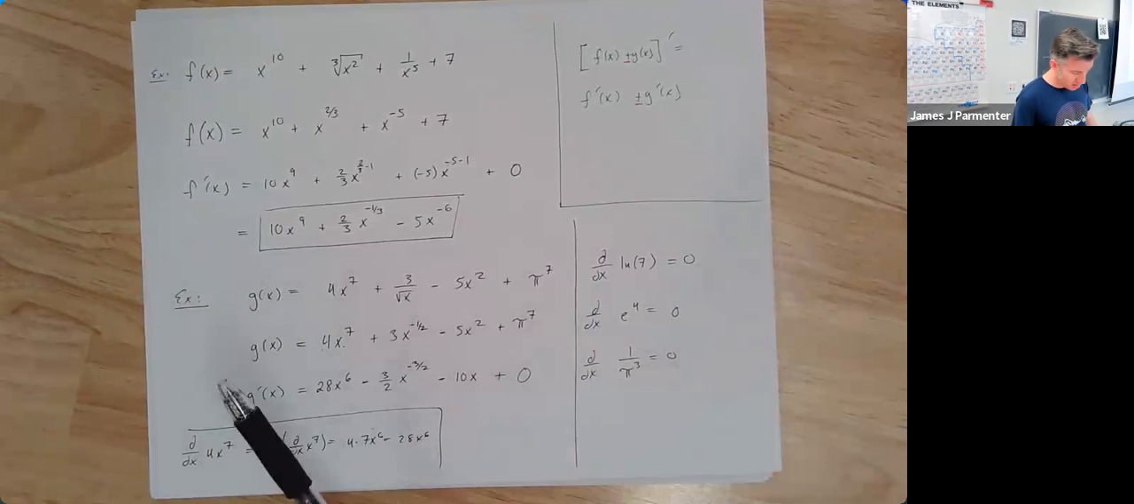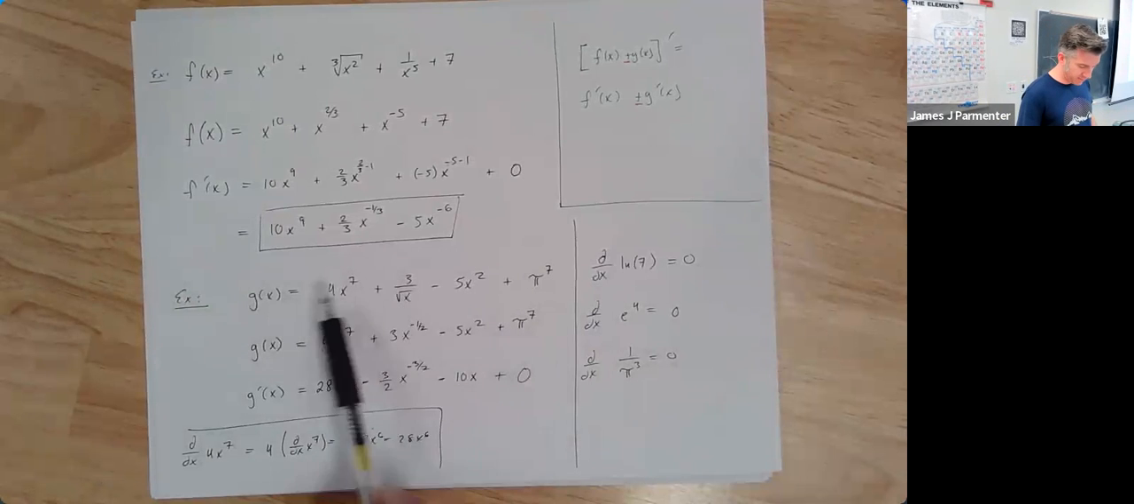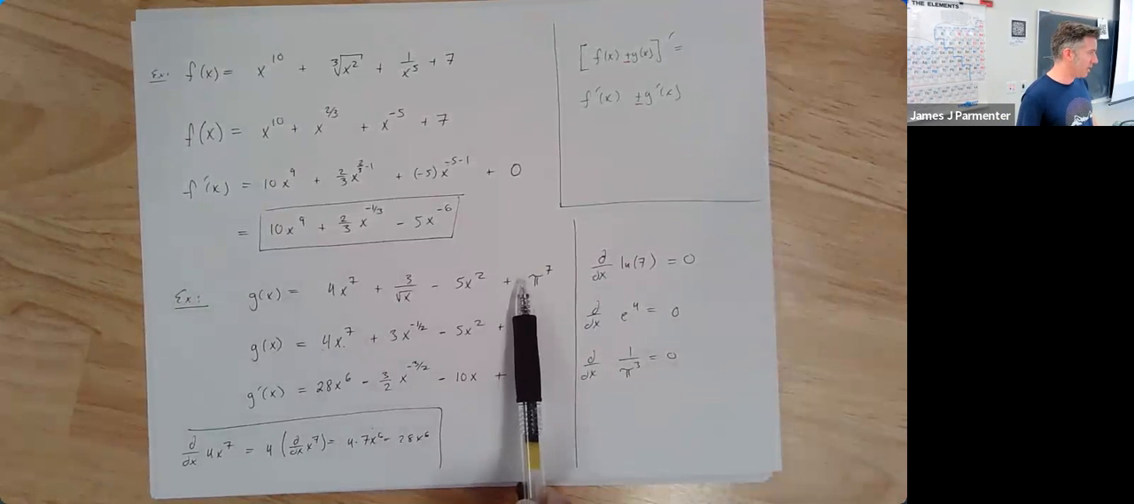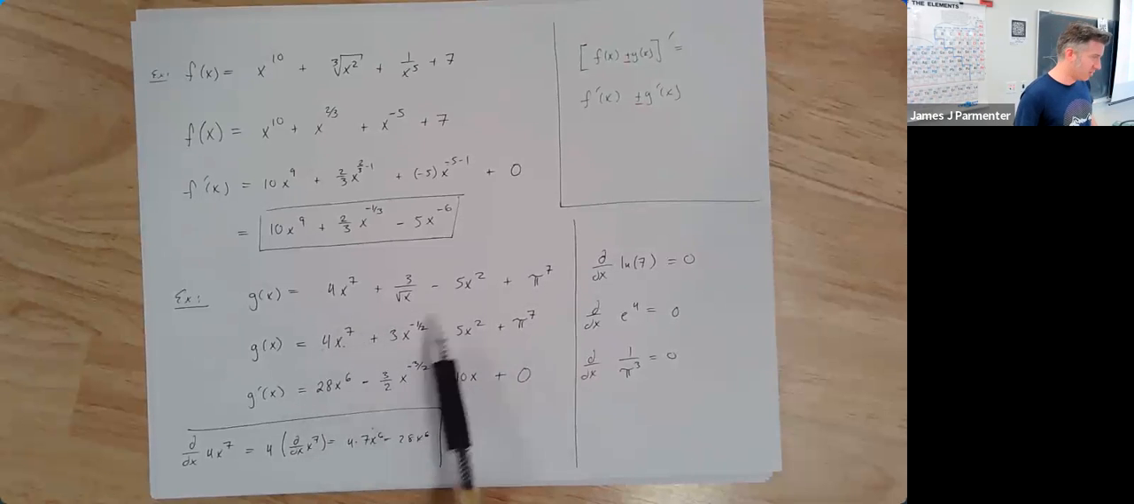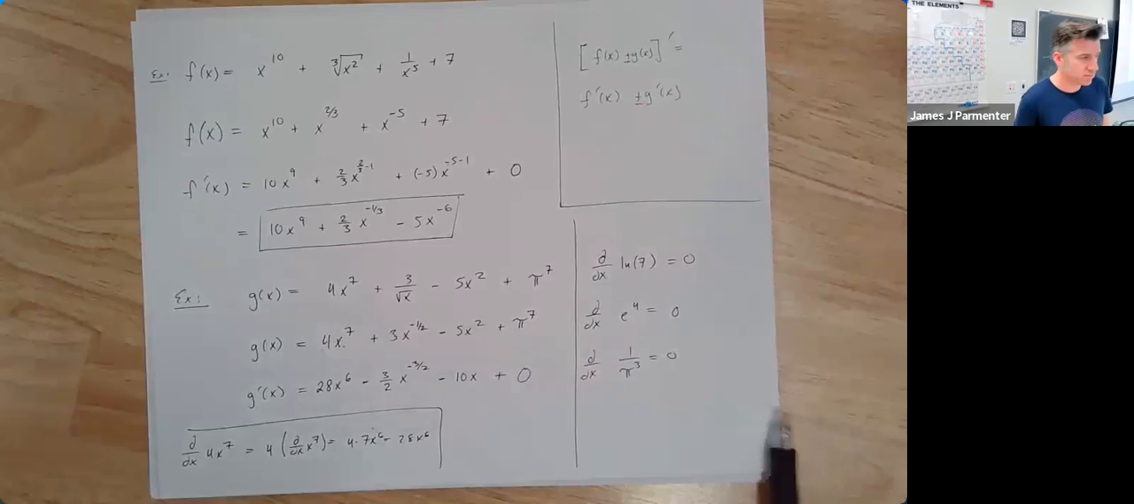I will point out one more time, we definitely use that same rule where we had a bunch of functions added together or subtracted together, and we took the derivative just by taking the derivative of each part and then adding or subtracting the results together.